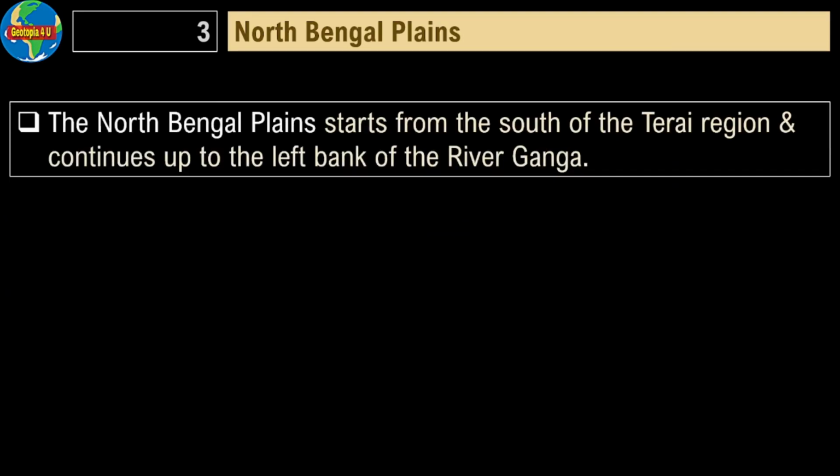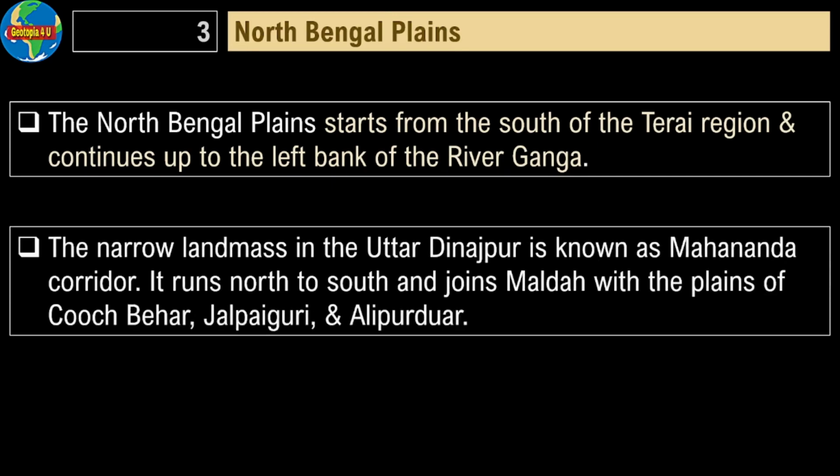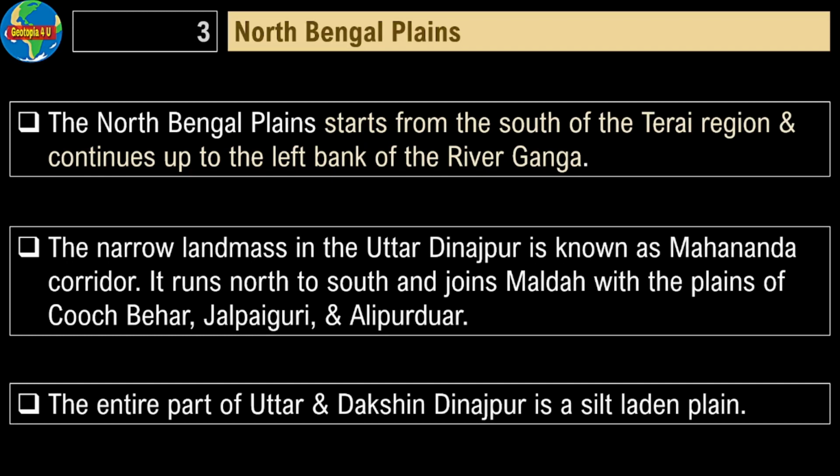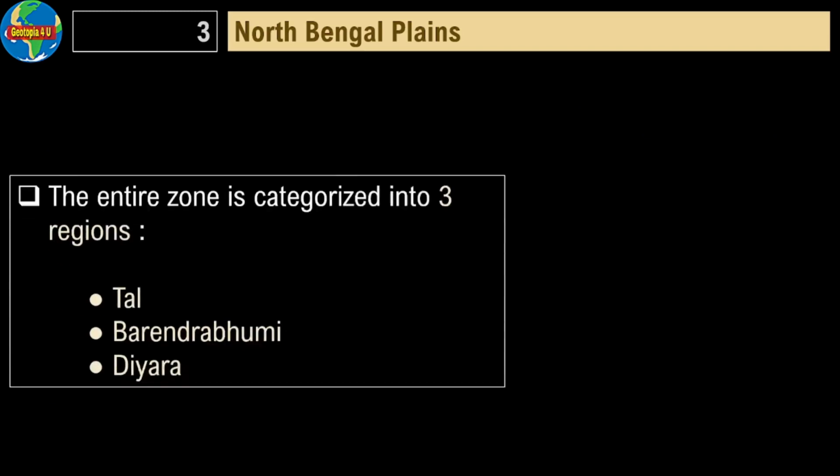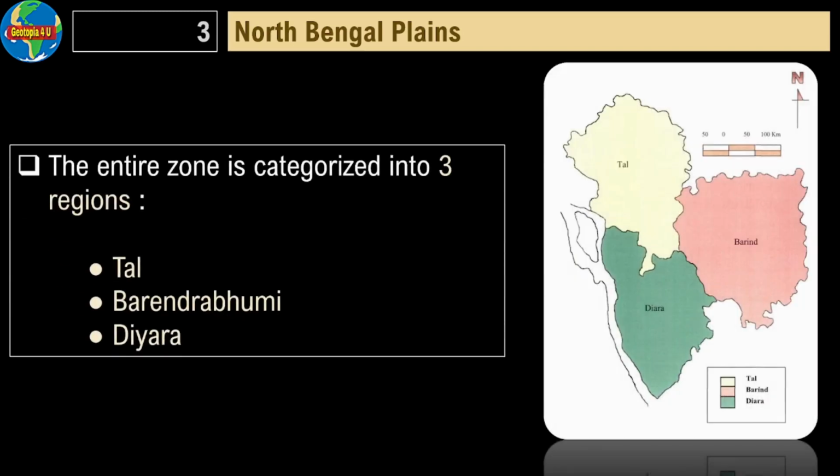The North Bengal Plains starts from the south of the Tarai region and continues up to the left bank of river Ganga. The narrow landmass in the Uttar Dinajpur is known as Mahananda Corridor. It runs north to south and joins Malda with the plains of Kuch Bihar, Jalpaiguri, and Alipurduar. The entire part of Uttar and Dakshin Dinajpur is a silt-laden plain. The entire zone is categorized into three regions: Tal, Borendra and Diara.